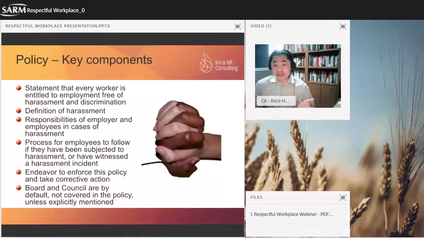Now, here's something to note too. Board and council are by default not covered by your policies unless it is explicitly mentioned. So again, this one is important. Council is typically by default not covered by the policy unless it specifically says so.